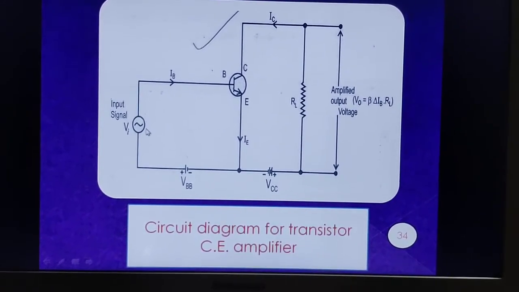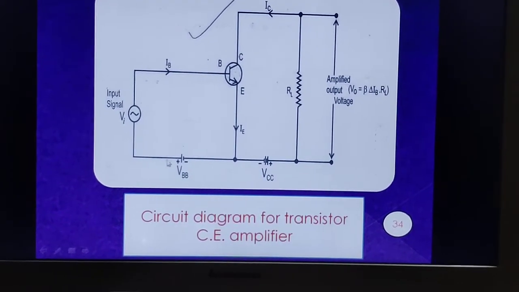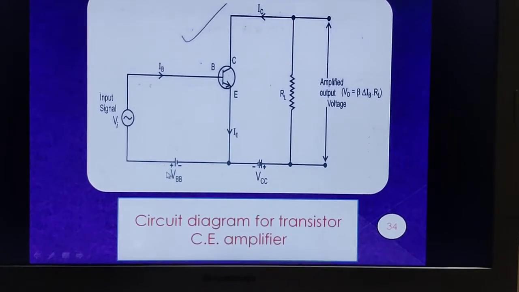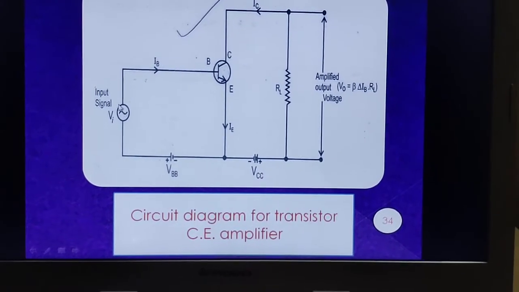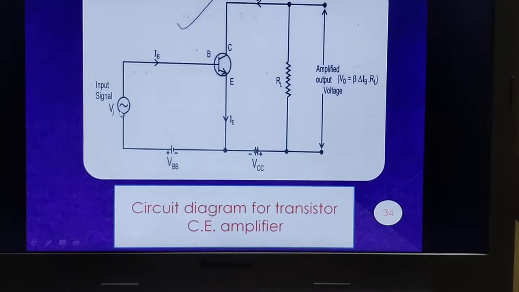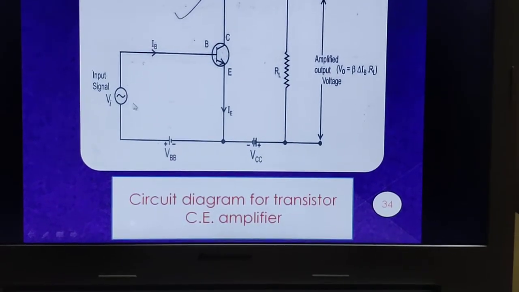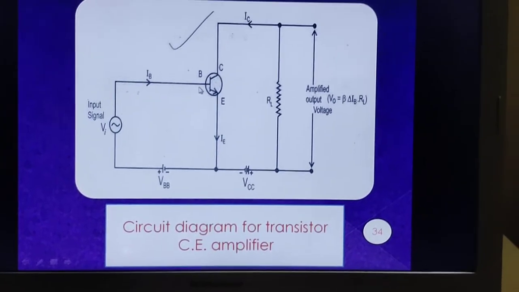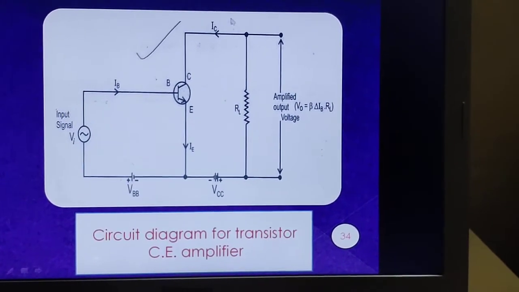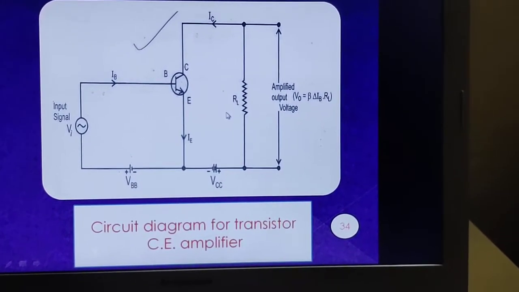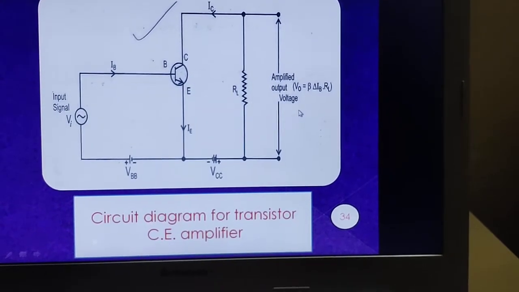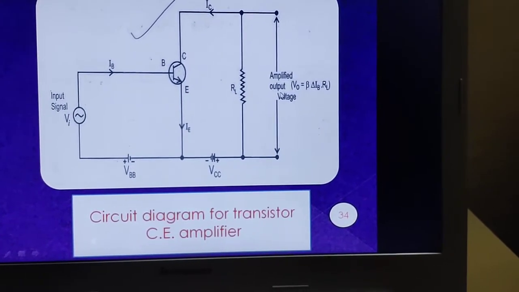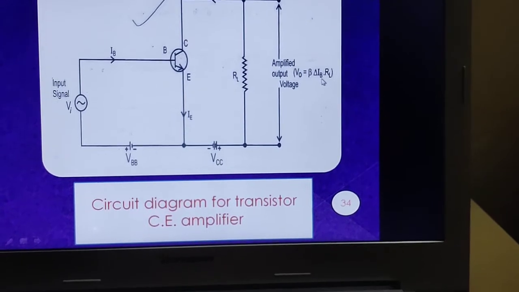And what is the input? The input is the difference between VBB and a very small alternating input signal, which is called Vi. So the difference between these two is fed as the input to the transistor. We see the collector current, we see the load resistance and the amplified output voltage. VO is equal to beta times delta IB into RL.